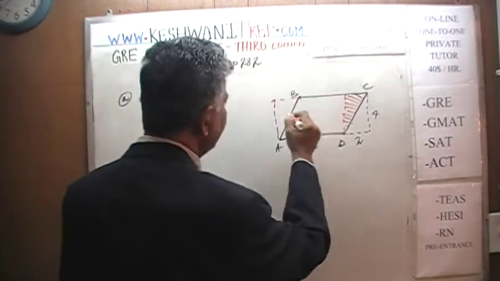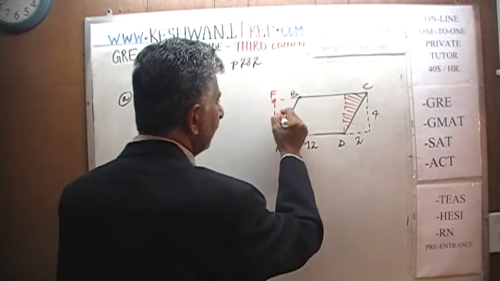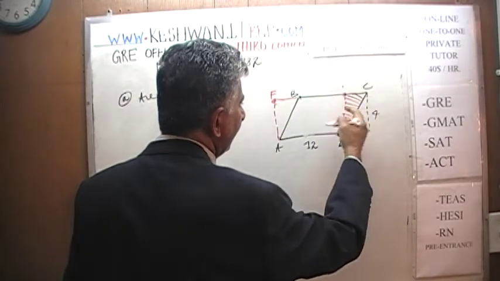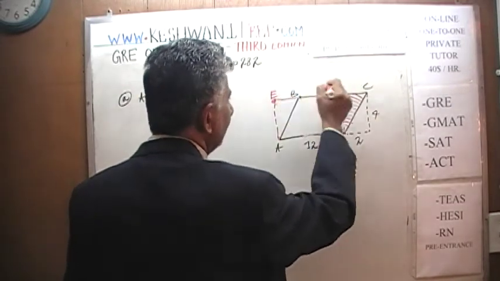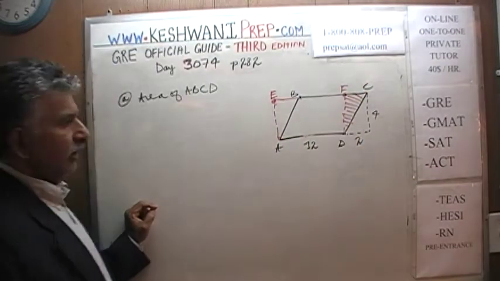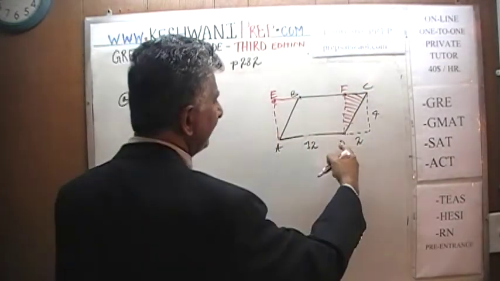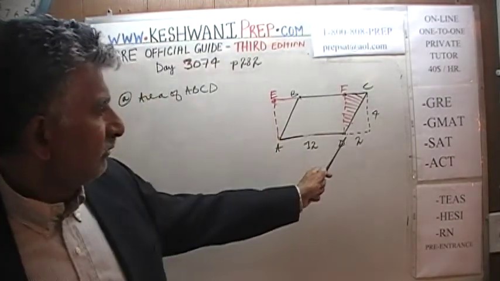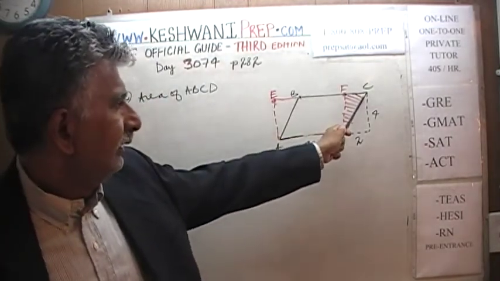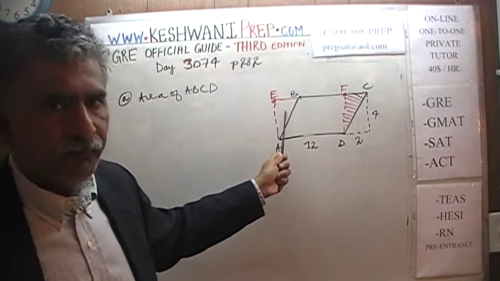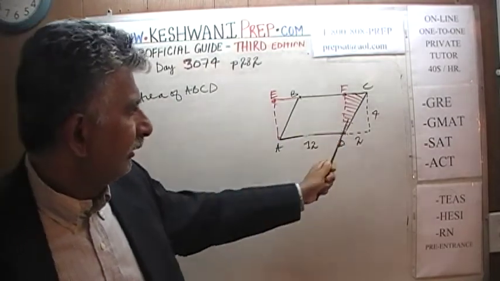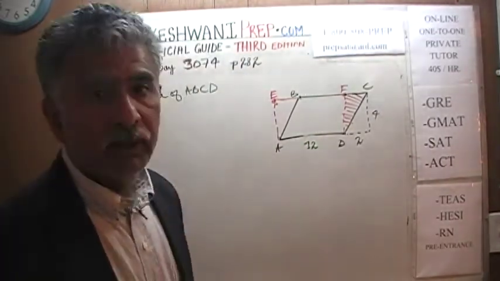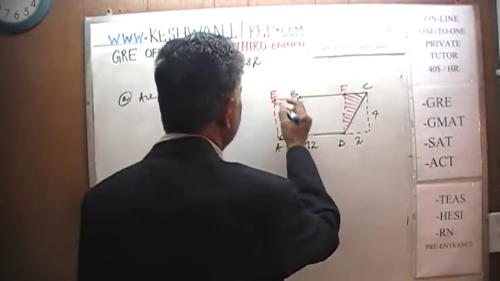Making it a parallelogram. We have A, B, C, D, let's call it point F. It should have been E, F. Now, it's A, E, F, D. What we did is we picked up this triangle, D, F, C, and just flipped it and put it here. And when you do that, what we get here is a regular rectangle.